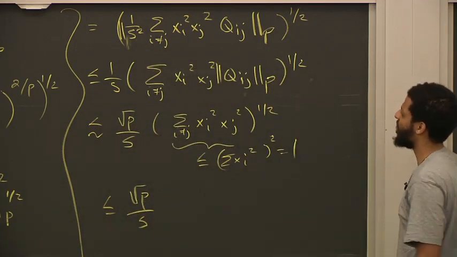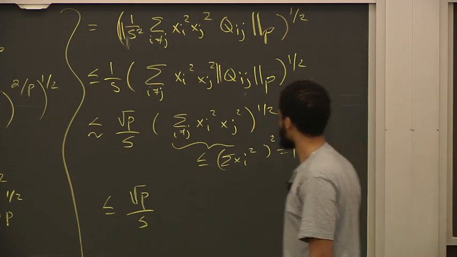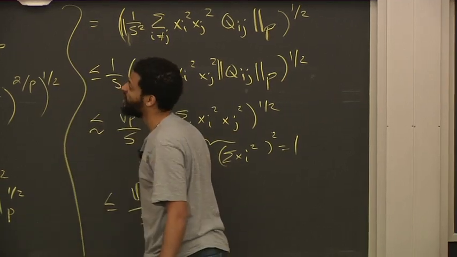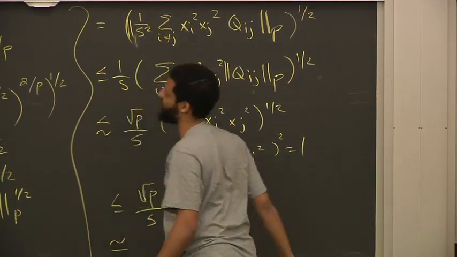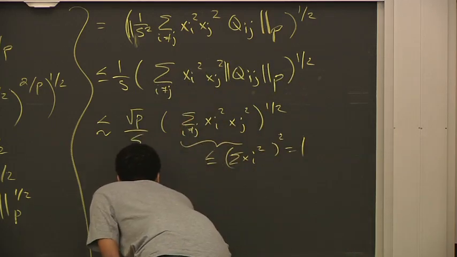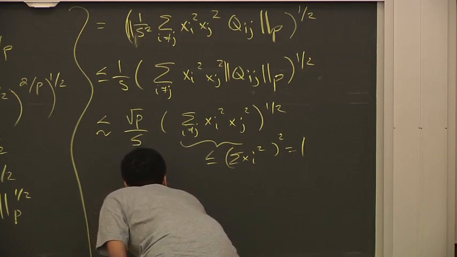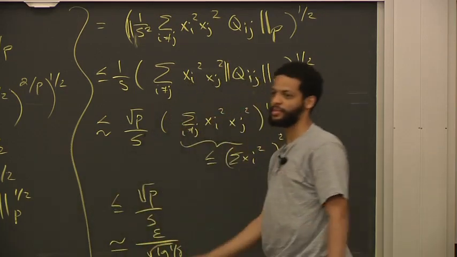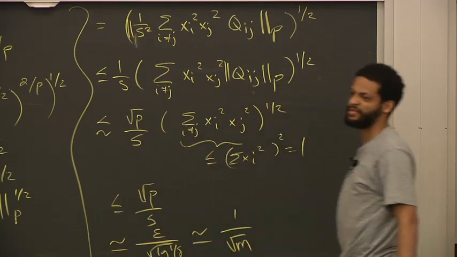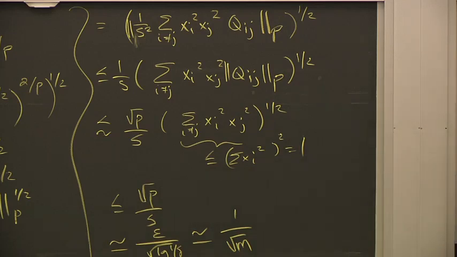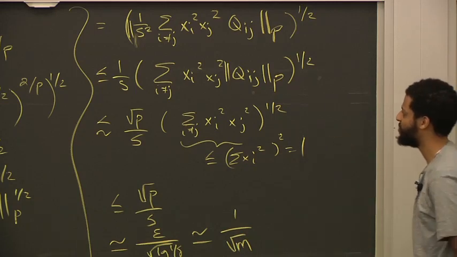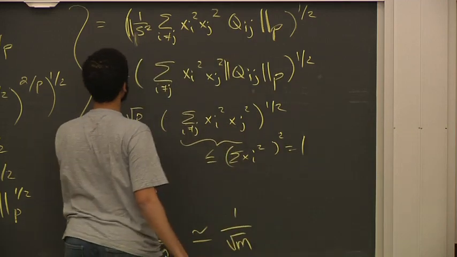And if I did this right, root p is root log 1 over delta. So root p over s is, up to a constant, the same thing as epsilon over root log 1 over delta, which is the same thing as 1 over root m, just by our choices of p, s, and m. So, good. We're done.